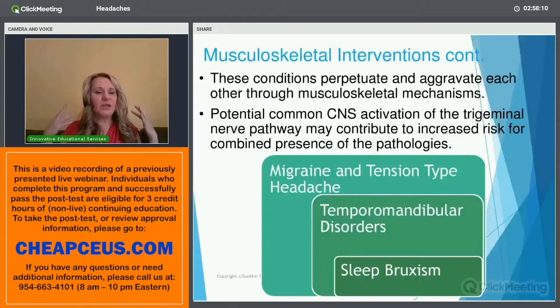The other way that you can look at managing patients who have headaches is considering the relationship between the TMJ and the headaches. They've done some research to find that there's a connection between sleep bruxism, TMJ disorder, and migraine and tension headache. Sleep bruxism is grinding the teeth at night. That is actually considered a sleep movement disorder that is mediated by the central nervous system. And we know migraine is some alteration in the central nervous system.